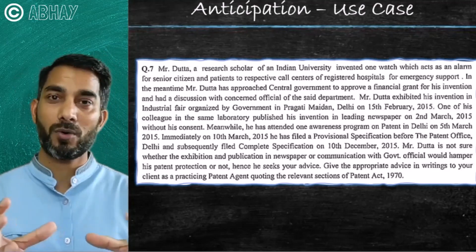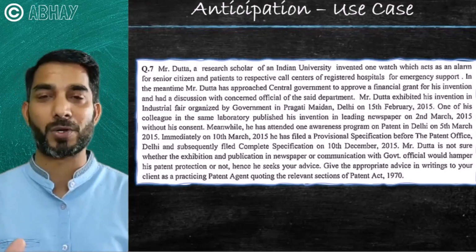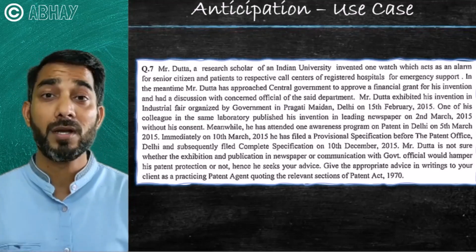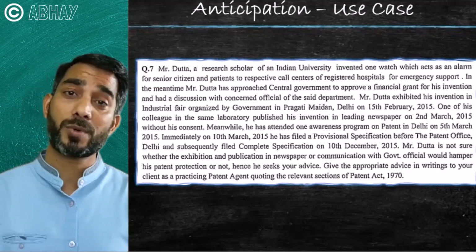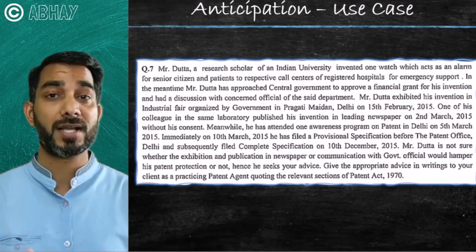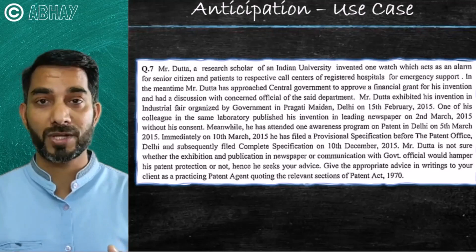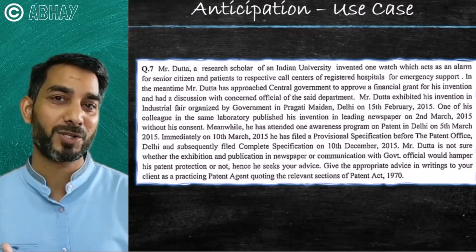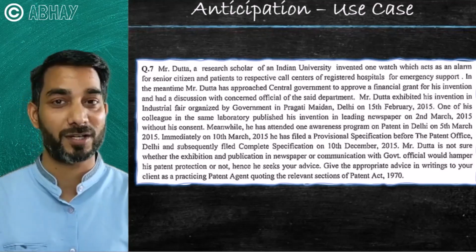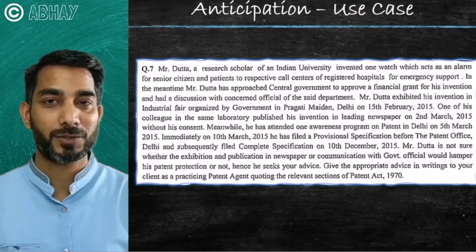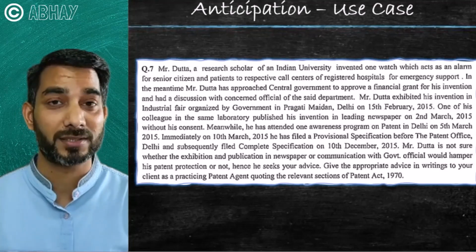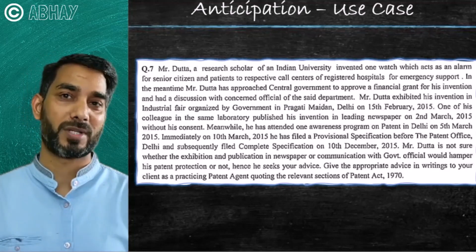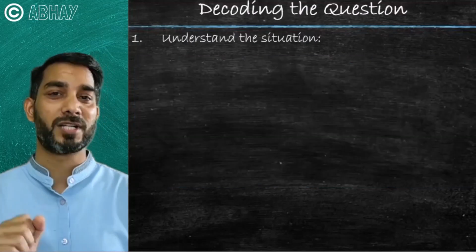So this is how a use case would be weaved in front of you, where a storyline would be there describing all the actions that have happened, which in normal or ideal situations would be considered as novelty killing or an obviousness attack. But because we have the defense of sections 29 to 33 and 34, you could use them for you. So when we are given a use case or a question, how do we start understanding the question? Or to say, how do we start decoding the question?